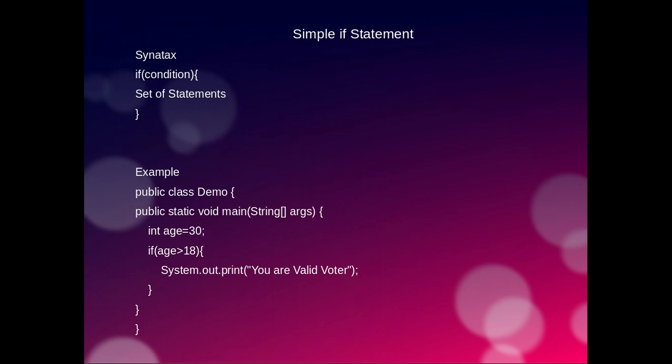The condition is formed using relational operators or logical operators. Here we have discussed an example in which we have defined the class Demo and the main method, in which we create the variable age equal to 13 and check whether that variable is greater than 18 or not. If the age is greater than 18, then it will print the message "you are a valid voter". This is a simple program. If the condition is true, then it will execute "you are a valid voter".